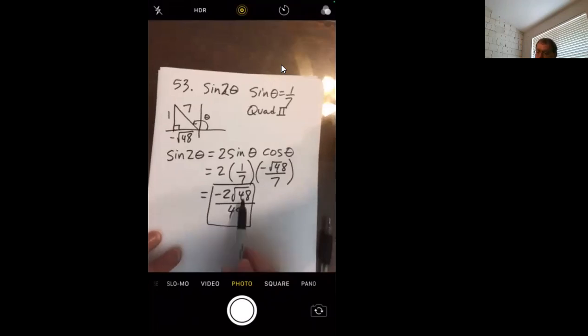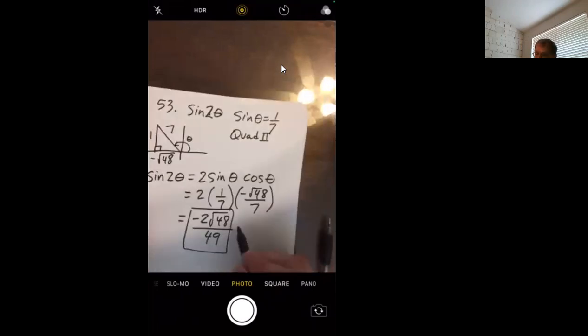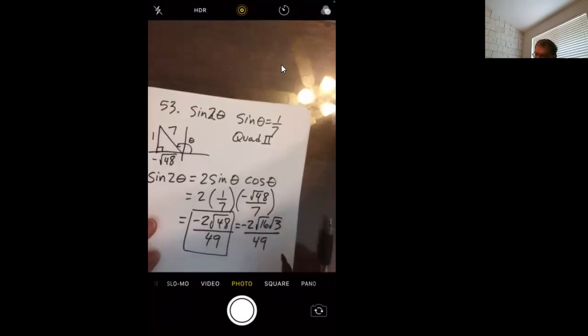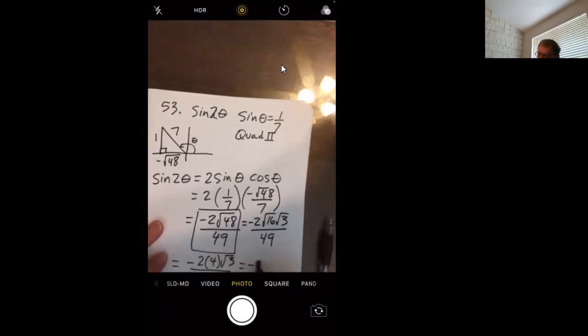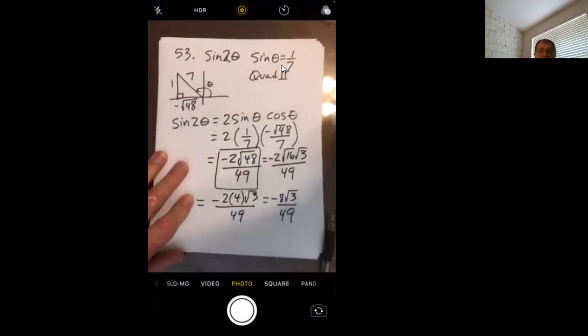It's possible the book would simplify that root 48, as root 16 times root 3. You'd have a negative 2 square root 16 square root 3 over 49. Root 16 is 4, so that's a negative 2 times 4 root 3 over 49, which is a negative 8 root 3 all over 49. And 49 doesn't cancel. But I would take this.